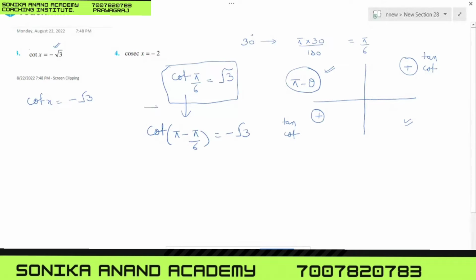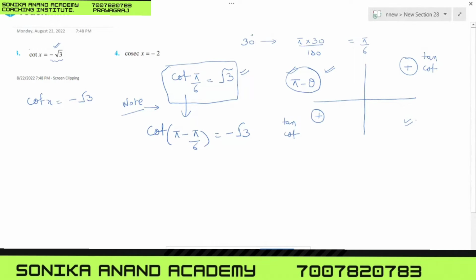See, please note this step. We have the value of cot pi by 6 as plus root 3, but in the question it is given as negative. So for the negative, we convert it by this formula, pi minus theta. So theta is what? Pi by 6. So we write over here. Then its value becomes minus root 3. Clear?